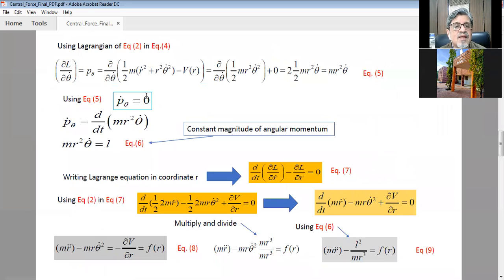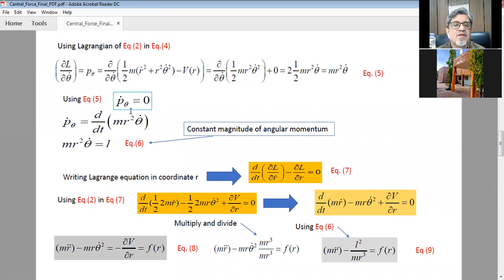So del by del theta dot of 1/2 m (r dot square plus r square theta dot square), that is the kinetic energy term, minus V(r), that is the potential energy term. We know that it is only differentiated with respect to theta dot. The terms with no function of theta dot will be constant, so their differentiation will be 0. So only 1/2 m r square theta dot square remains to be differentiated, and if you differentiate, it will become m r square theta dot.